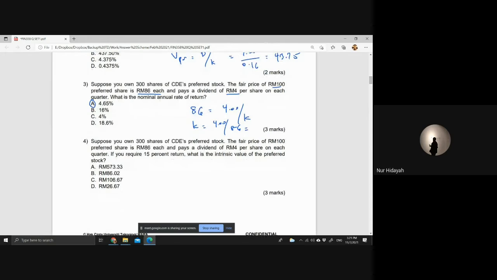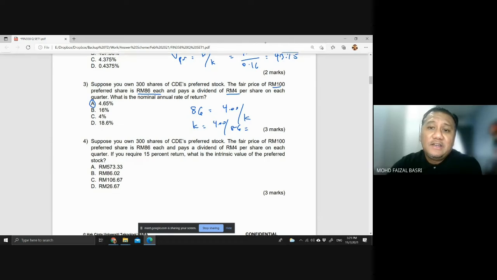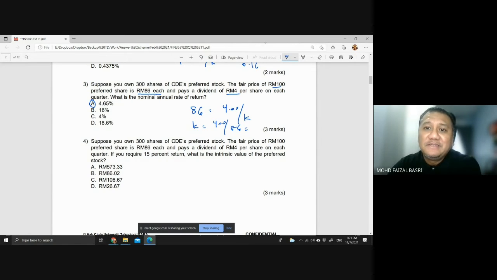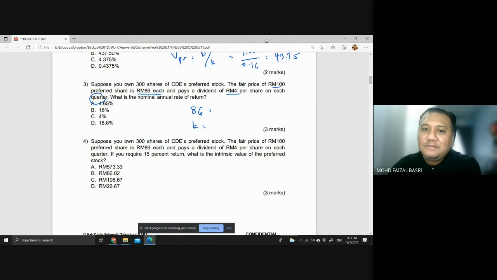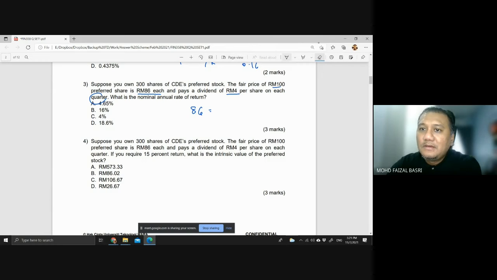Sir, but the sentence says dividend per share on each quarter. So it means we must divide. Oh yes. Good call there. I didn't read it fully, actually. So it says RM4 each quarter. Okay. Good, someone read carefully. So the RM4 must be multiplied by 4. Good, read correctly. So RM4 times 4, then divide by K. So this is 16, so K is 16 divided by 86. The answer is D, right?